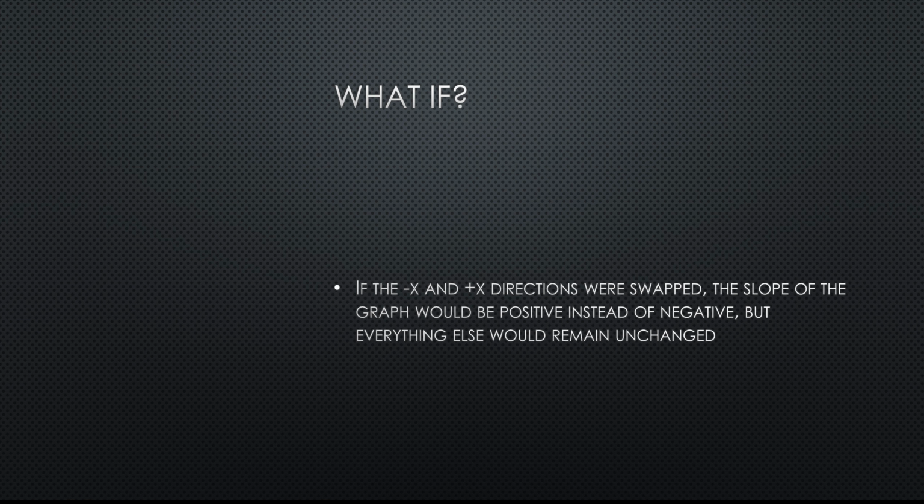So what if the positive x direction and the negative x direction were swapped? The slope of the graph would be positive instead of negative, but everything else would basically remain unchanged, like the equations of the lab and the results of the lab.